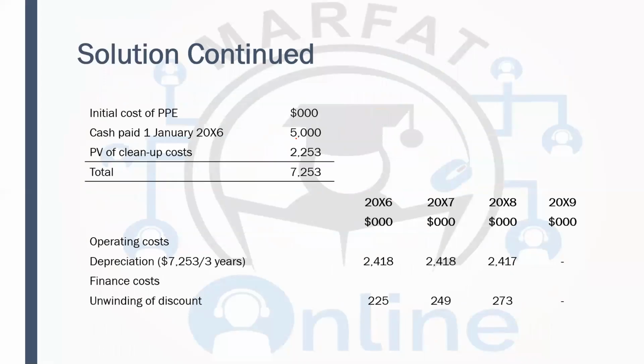Now, the cash paid for the basic infrastructure is 5,000. This 2253 will be capitalized as well, so the total cost is 7253. This 7253 will be depreciated over the 3 years. So the per-year depreciation is this, and this is the unwinding, which is recorded as a finance cost every year.